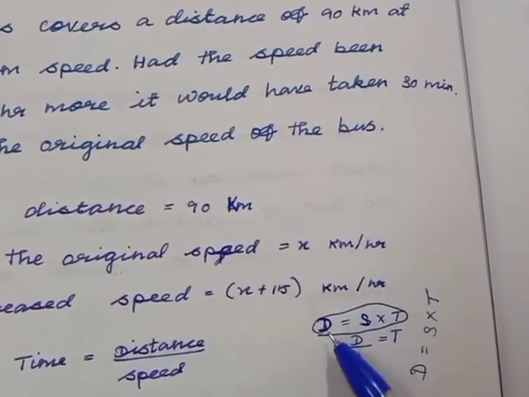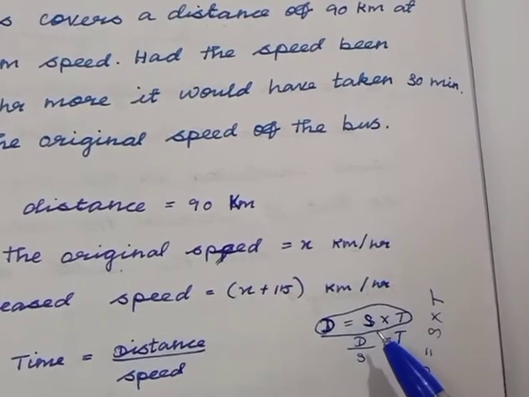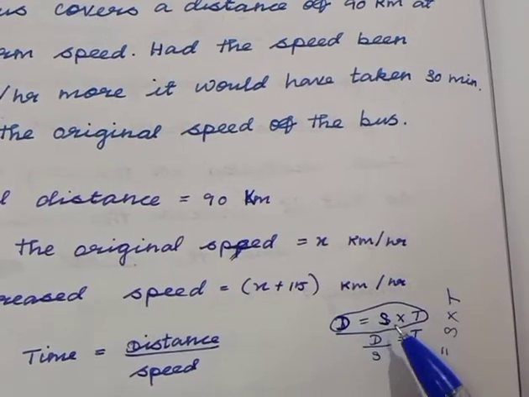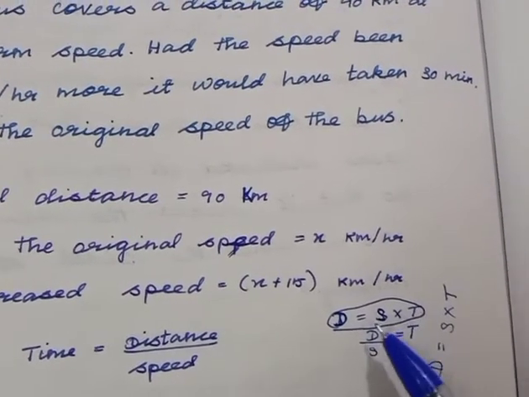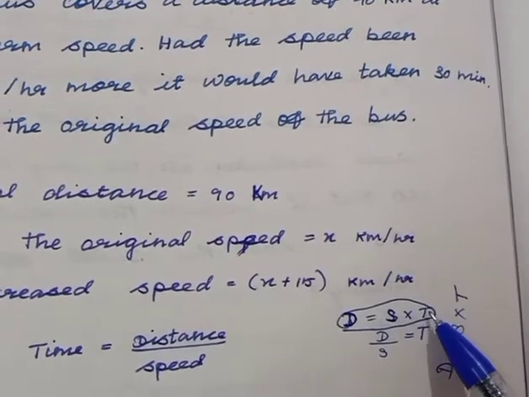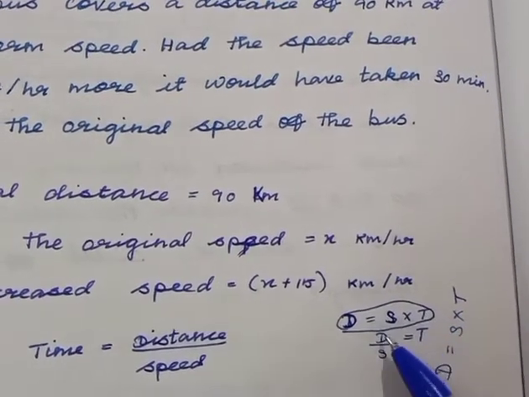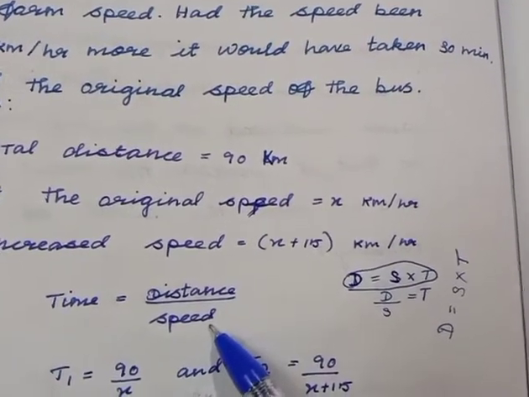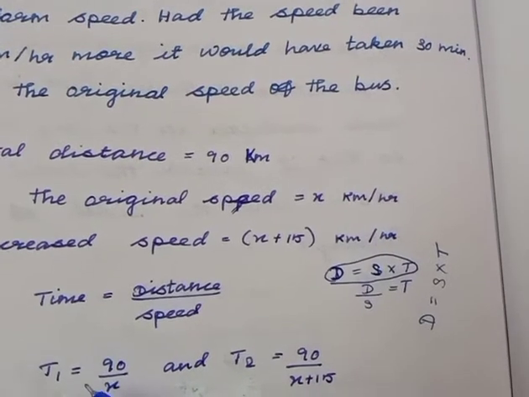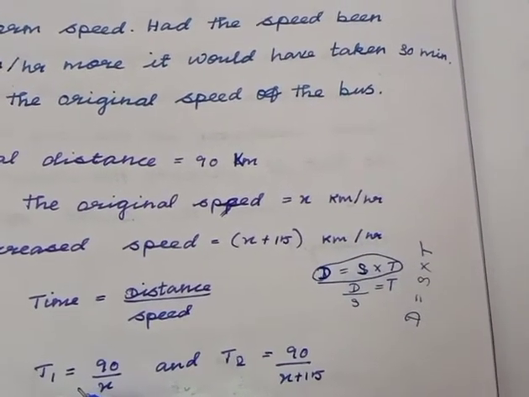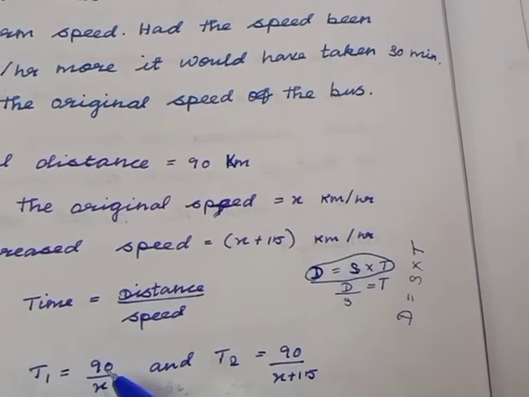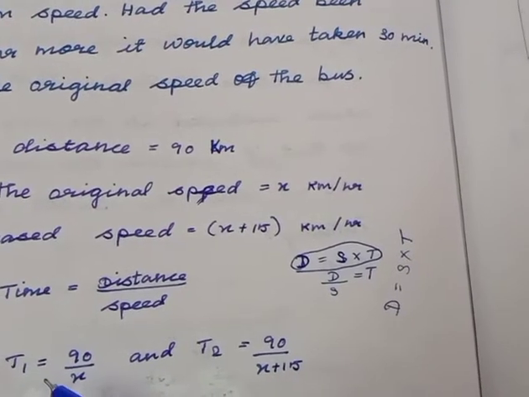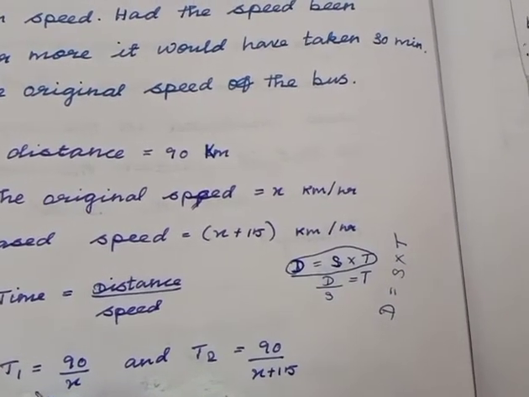We know the formula: distance is equal to speed into time. You have to use this formula to find time. Time taken is equal to distance by speed. First you have to find the time taken for 90 kilometer, which we consider t1, and the time taken for the increased speed, which we consider t2.